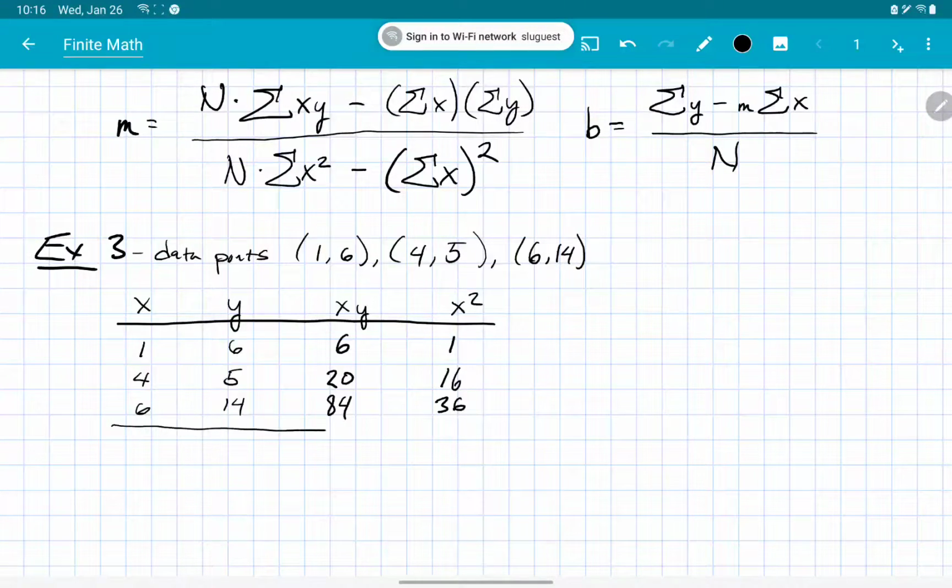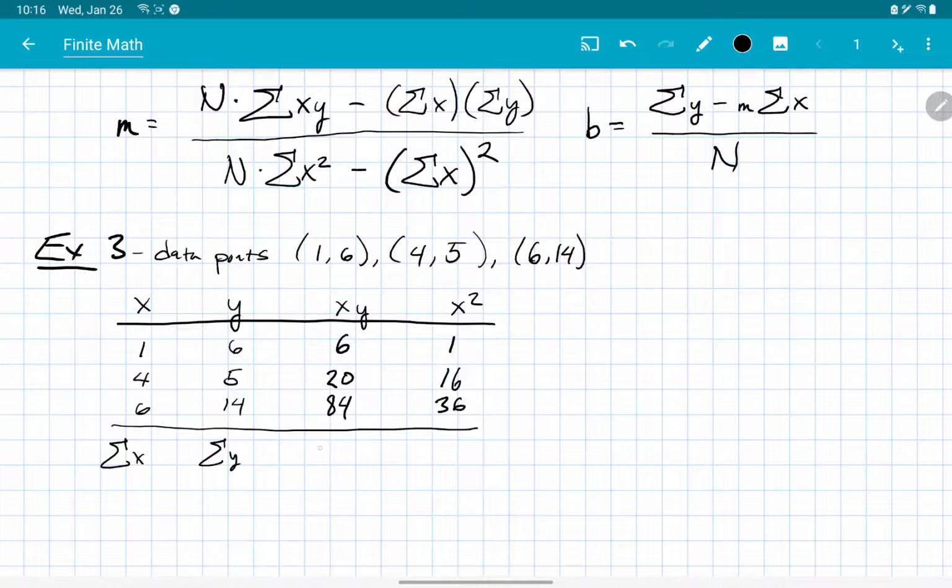Now, down here, I'm going to record the sum of X, the sum of Y, the sum of XY, and the sum of X squared, because those were the constituent components of my formula for the least squares. So I'm just summing these different columns.